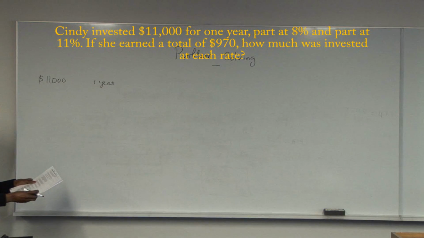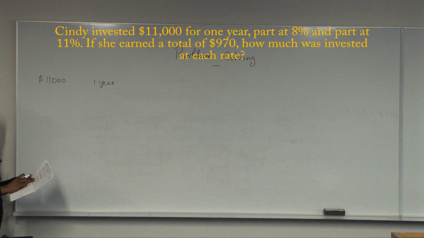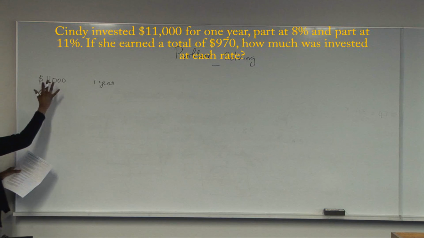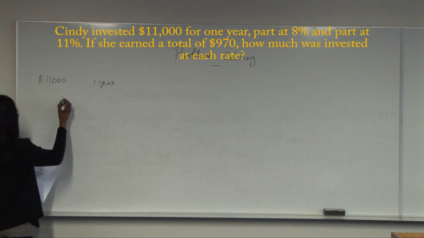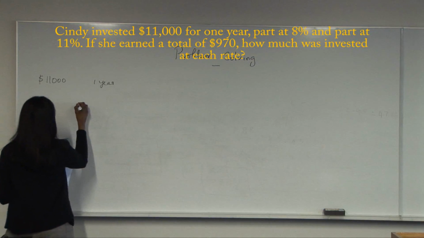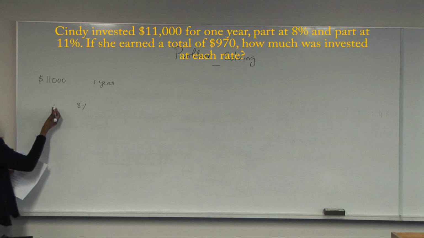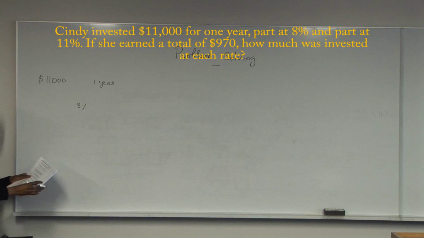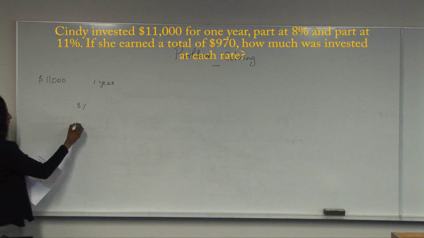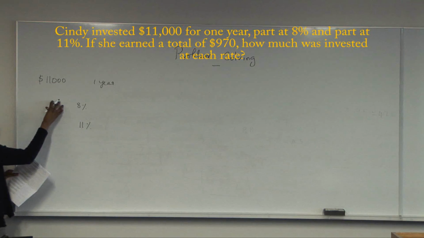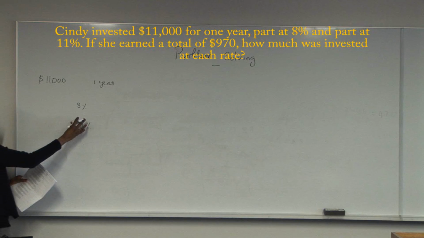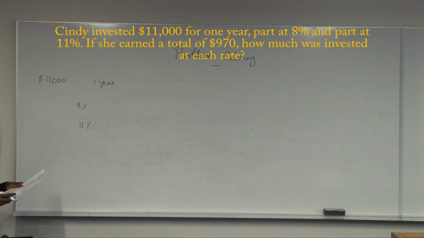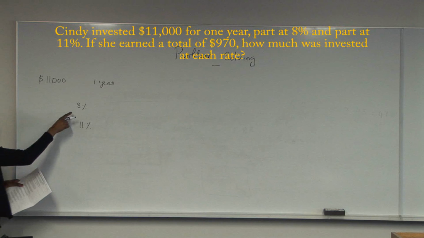Okay, and how did she invest this amount? She invested part of this amount at 8%. Let me write the rate here. We don't know how much she put at this rate, 8%. And the part at 11%. So she's putting some money here, and the rest she's putting with the 11% rate. If she earned a total interest of $970, how much was invested at each rate?